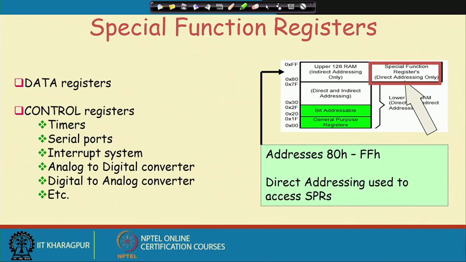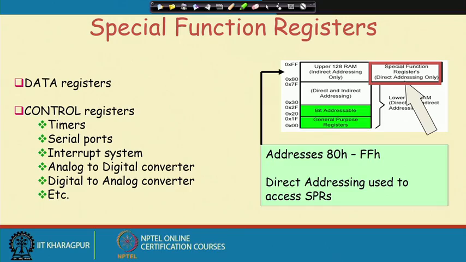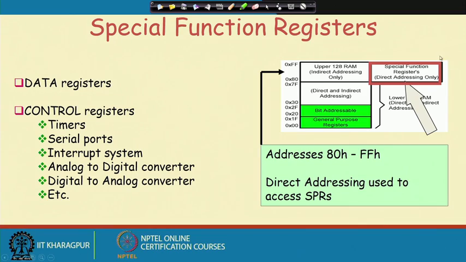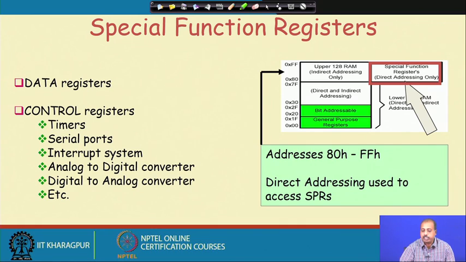As I said, 8051 has timers and counters already built in, then serial ports, and an interrupt mechanism. Some advanced versions of 8051 have AD converters and DA converters also integrated. To control those peripherals and check their status, we need some additional registers. They are the control registers. Throughout our lecture, we will find that many such control registers will be mentioned.